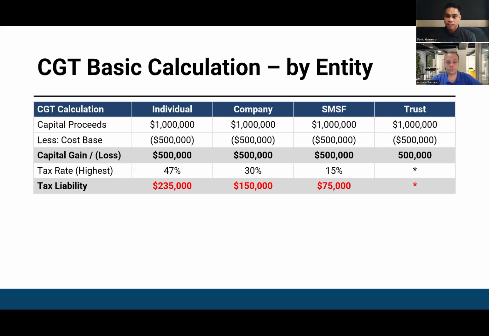Definitely. So yeah, this is a very simplified example of each of these different entities. Each has its own tax rules, they have their own tax concessions, like the CGT discount that's available to them. So again, it's really important that you get good tax advice when it comes to buying an investment in one of these entities, buying or selling.